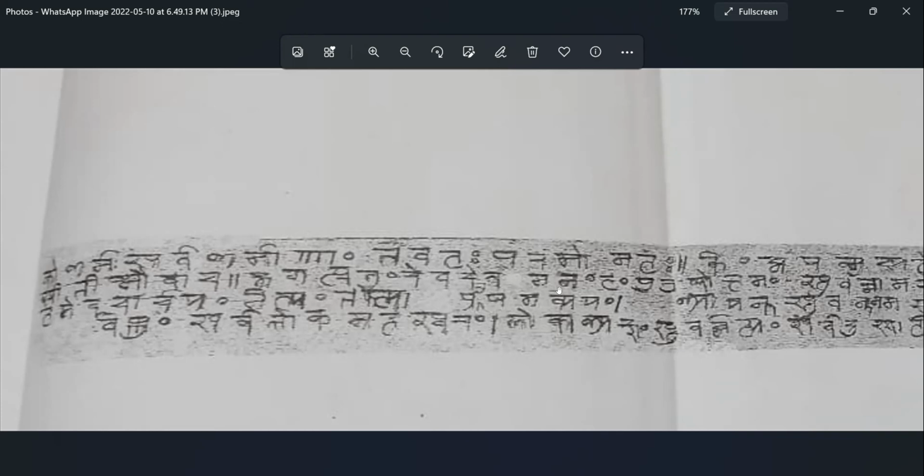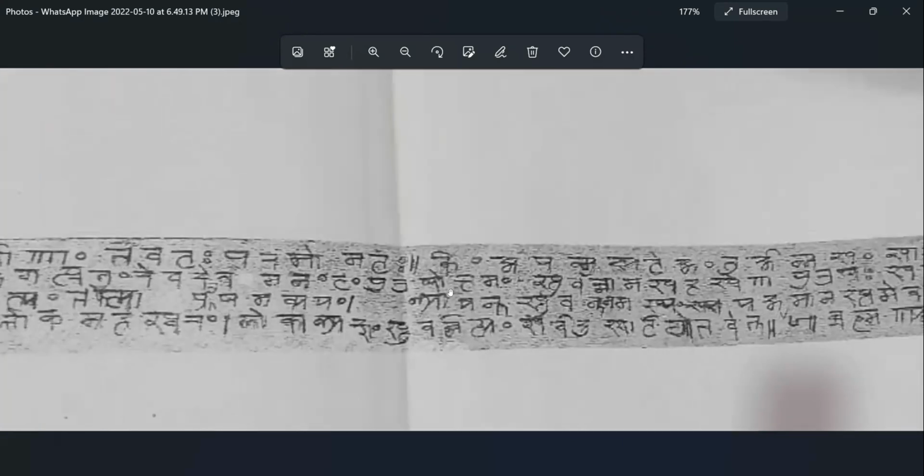Deva, Manantam. Manantam. Okay. Yes. Deva Manantam. Then Purushottamam. Purushottamam, good? Purushottamam.